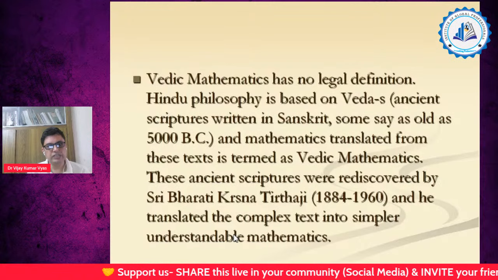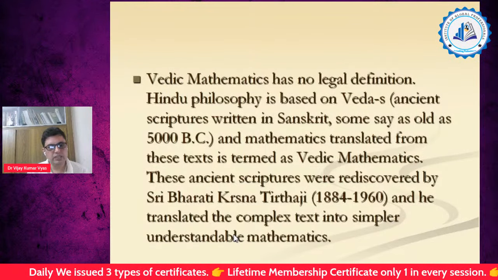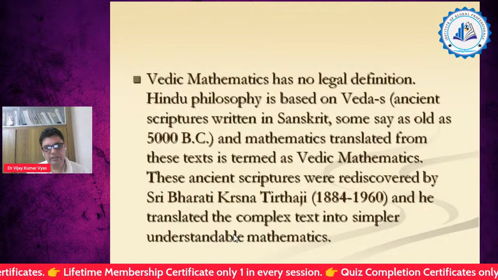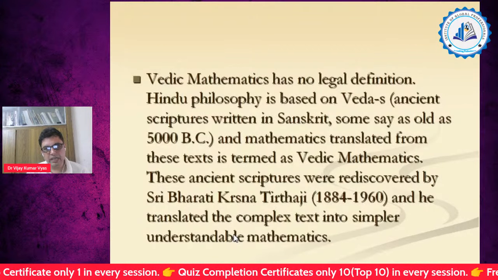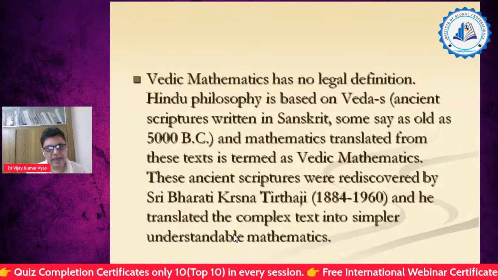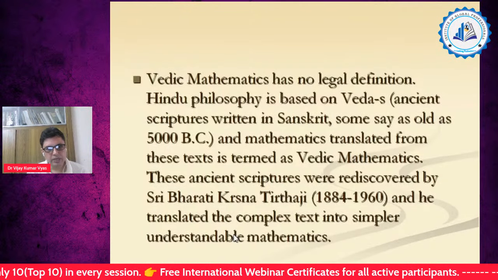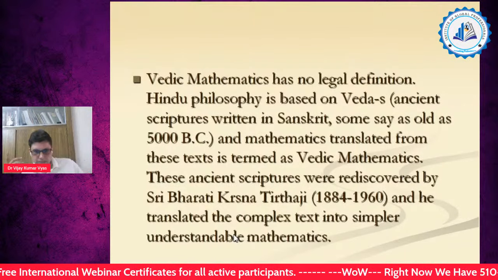Veda means ancient scripts written in Sanskrit, some say as old as 1000 BC. And the mathematics translated from this text is termed Vedic mathematics. These ancient scriptures were discovered by Sri Bharati Krishna Tirthaji.